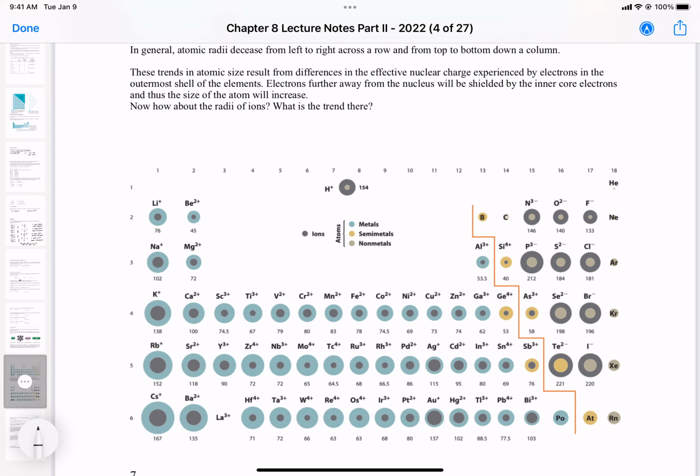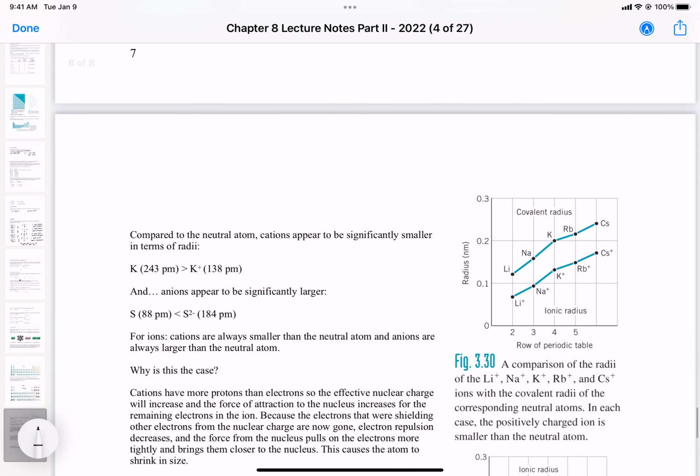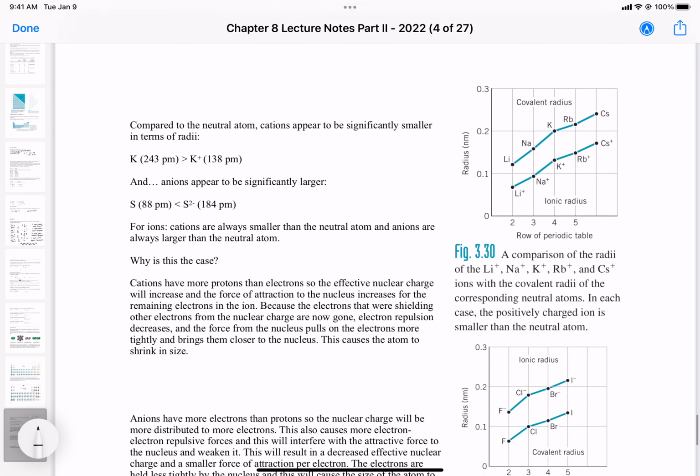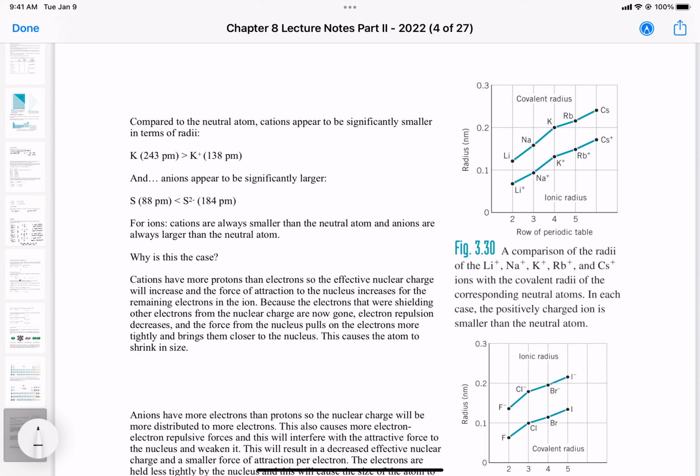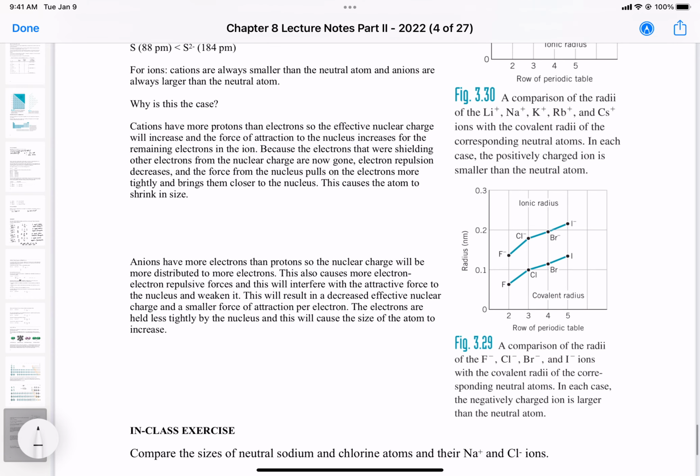Okay? And if we look at some diagrams here, we see if we compare potassium to K plus, it is smaller than the neutral element, and for sulfur, the anion is much larger than the neutral element. So why is this the case? If we look at these graphs here, we can clearly see this trend. The positive ions are smaller, and the negative ions are larger. And why is this the case?